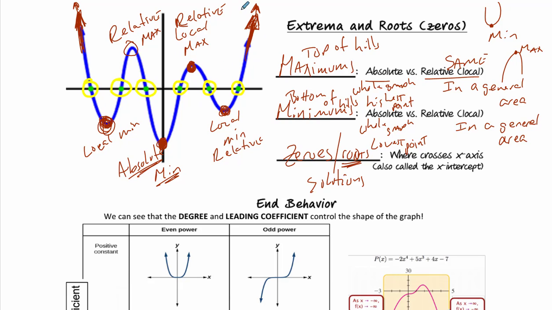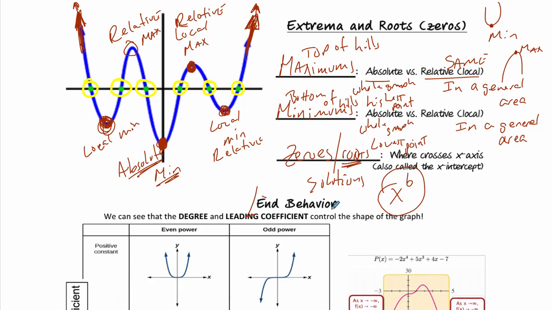That means this graph would be the equation of something to the 6th power. Remember, x to the 6th power means I have 6 roots or 6 zeros, x-intercept solutions. So that would be something to the 6th power. And you can see how it does its little funny going up and down and up and down and up and down.